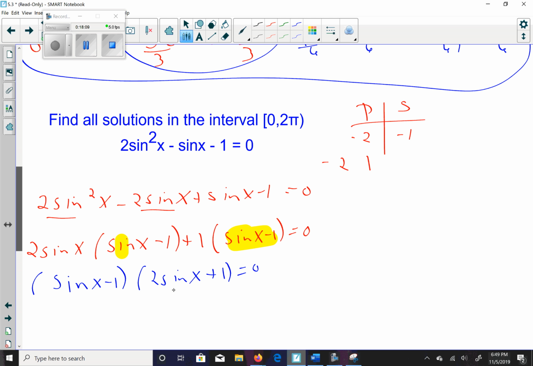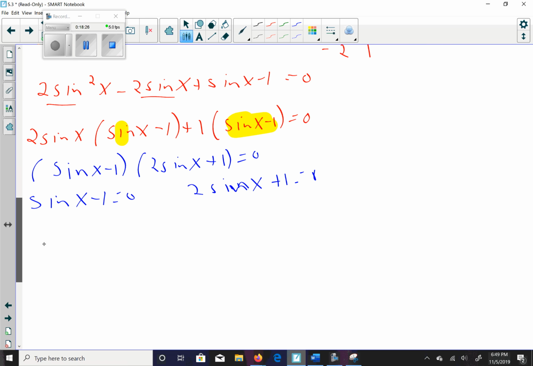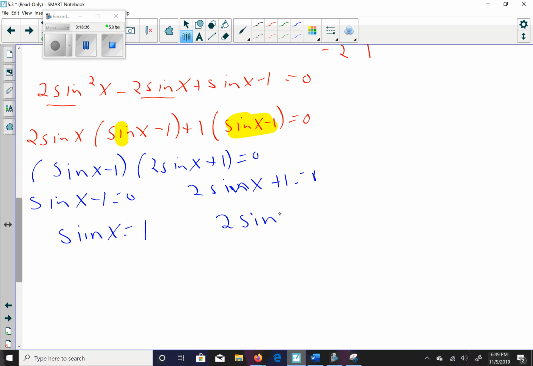To find my 0, set each one of these equal to 0. So sine of x minus 1 is equal to 0. 2 sine of x plus 1 is equal to 0. Here, I'm going to have the sine of x is equal to 1. Here, I'm going to have 2 sine x is equal to -1. Divide both sides by 2. Sine of x is equal to -1/2.